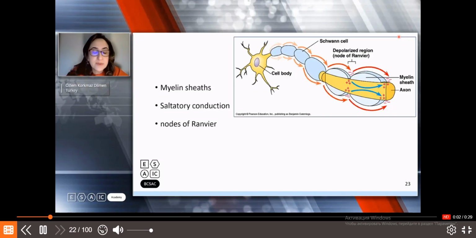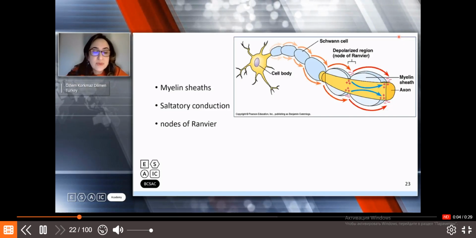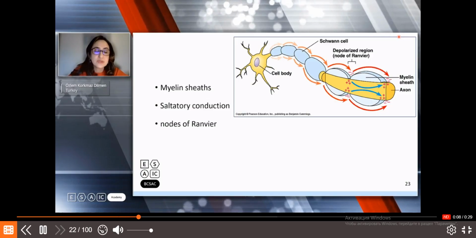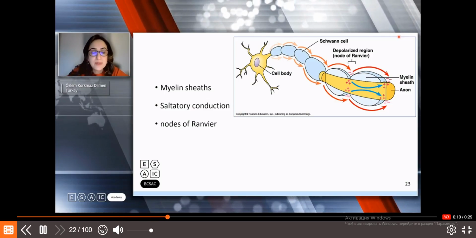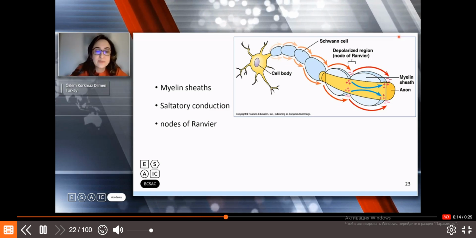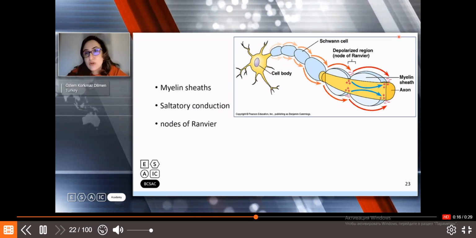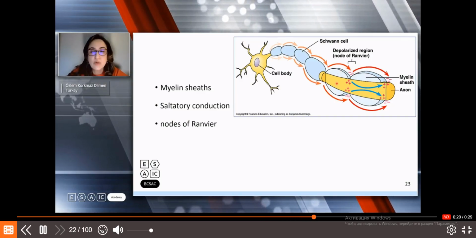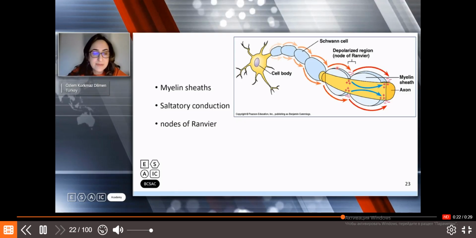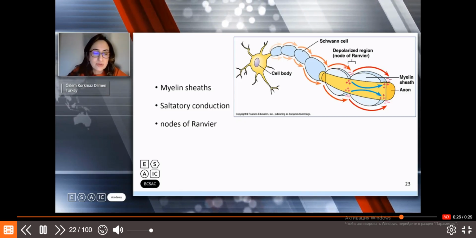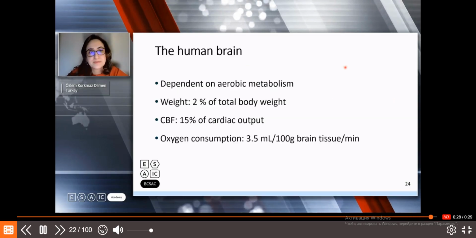We speed up transmission through a process called saltatory conduction, in which the action potential appears to jump along the axon covered by the sheath. There are small gaps between Schwann cells called nodes of Ranvier. The action potential jumps from node to node, speeding transmission.